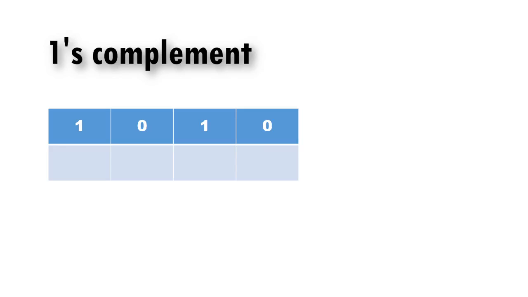Now let's see how to take 1's complement. The 1's complement of a number is found by changing all 1's to 0's and all 0's to 1's.